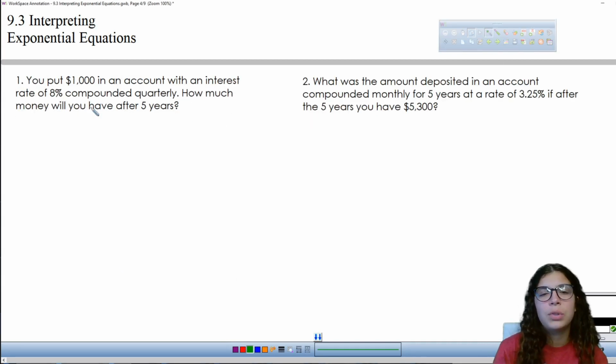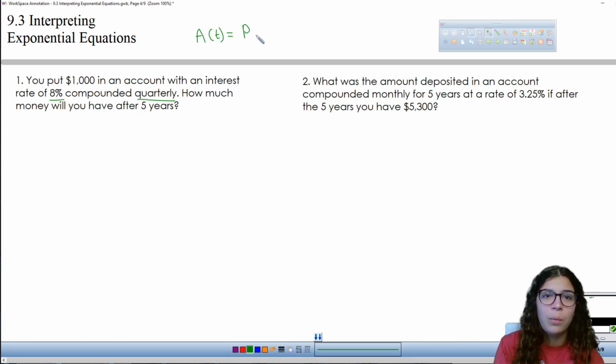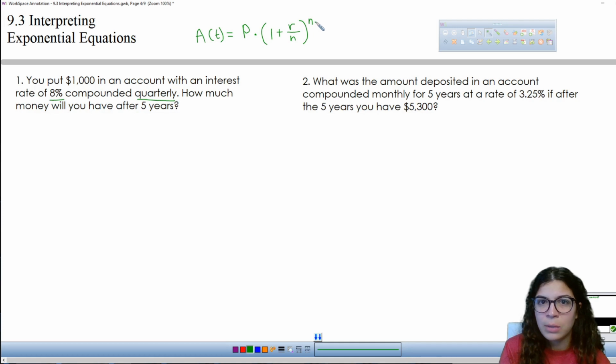So let's take a look at these two questions here. You put $1,000 in an account with an interest rate of 8%. This is compounded quarterly, so 4 times in the year. How much money will you have after 5 years? Okay, remember again, the equation is A of t, the amount of money that you have in t years, is P, whatever you initially put into that account, times 1 plus R, whatever the rate is, divided by n, the number of times that it is calculated in the year, to the power of n, the number of times that it is calculated in the year, times t. However many years have passed.